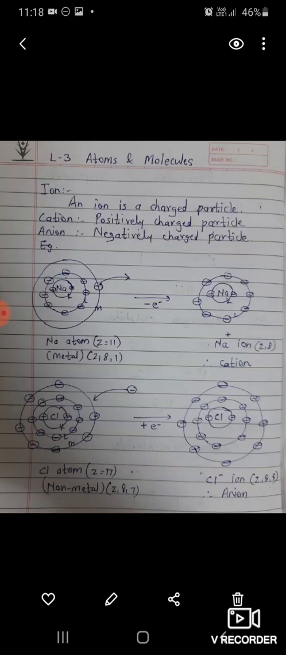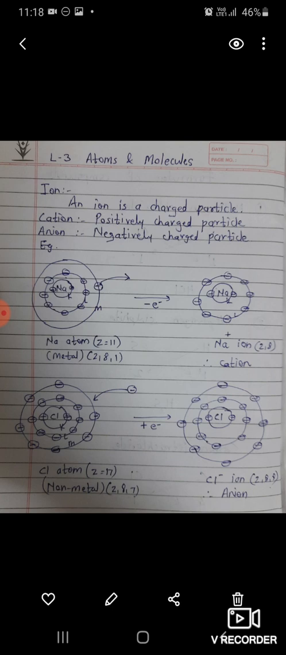Good morning, children. Today we are going to see ions, chemical formulae, and their formations. Now, what is an ion? As a definition, it is a charged particle. Cation is positively charged and anion is negatively charged.